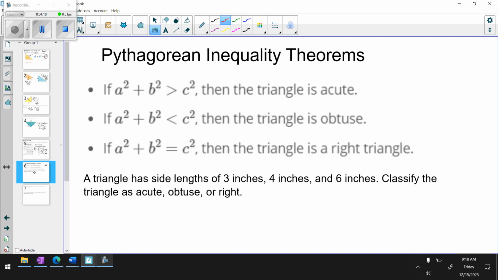All right, and the last one, the Pythagorean inequality. We're just going to do the Pythagorean theorem. We're not going to assume it's a right triangle. We're just going to use the formula. If I get a squared plus b squared is greater than c squared, this triangle is acute. If I do a squared plus b squared and get less than c squared, this is obtuse. If we get a squared plus b squared equals c squared, it's a right triangle.